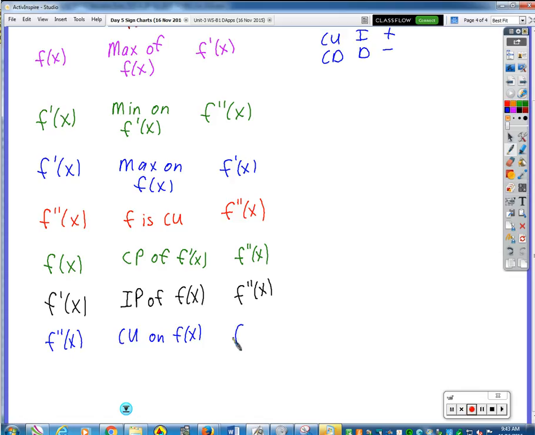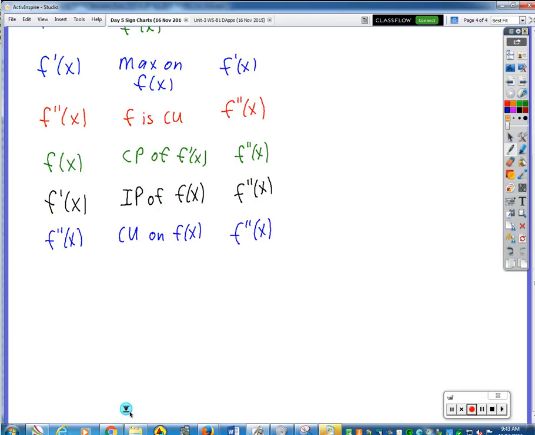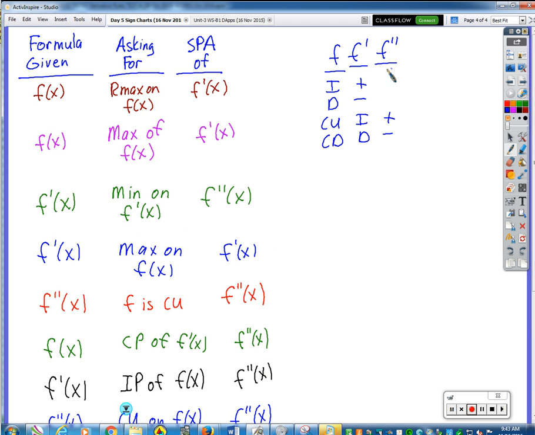Okay, what about if they give you f double prime, but then they ask about something like when f is increasing? God, they won't do that. Because you're correct. I'm trying to figure out when f is increasing, f double prime doesn't help me, so they won't do that. At least not yet. Not until we learn how to go from f double prime to f, which is in January. That makes sense? Good. Great.